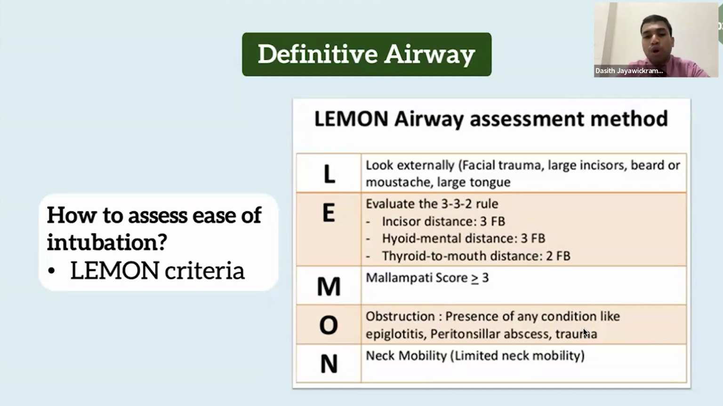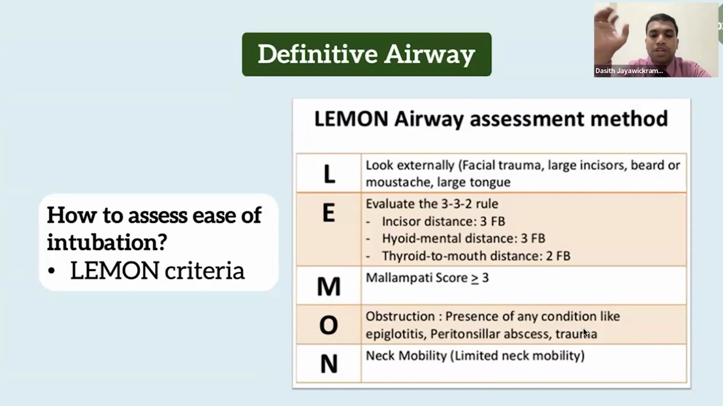And then the thyroid to mouth distance. So from the thyroid notch to the floor of the mouth. If it is less than 2 finger breadths, yes, there could be a chance of difficult intubation. And M, we check the Mallampati score. If the Mallampati score is more than 3, yes, as the Mallampati score increases, the more chance that we think the intubation will be difficult.